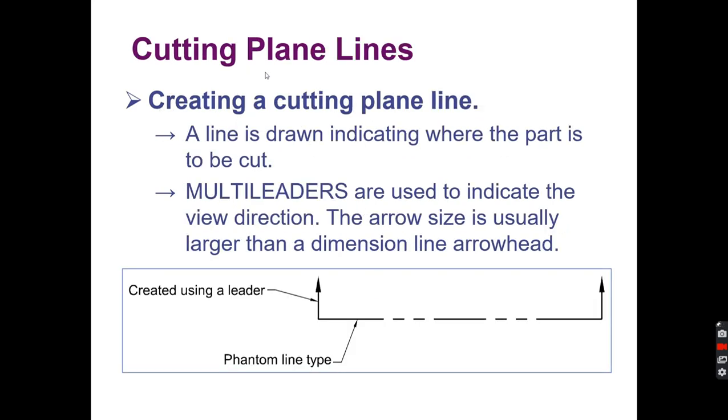Okay, creating the cutting plane lines. The line is drawn to indicate where the part is to be cut. We then use the multi-leader command to indicate the arrows in the direction that we're going to look at. We'll be doing that in a few minutes. The arrowhead is usually larger than a dimension arrowhead. We know the dimension arrowhead is 0.125.